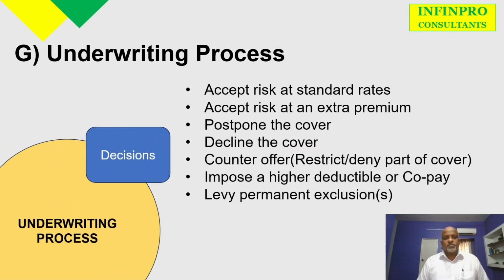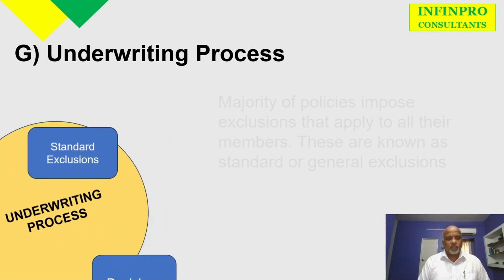Decisions based on the application submitted can be: the policy issued or accepted at a standard rate, accepted at an extra premium, postponing the cover, declining the cover, or a counter offer can be made where certain restrictions are implemented, or permanent exclusions can also be given as an option. So it all depends on the underwriting decision. An application comes in, and underwriting as a process happens before a decision is taken on the policy.